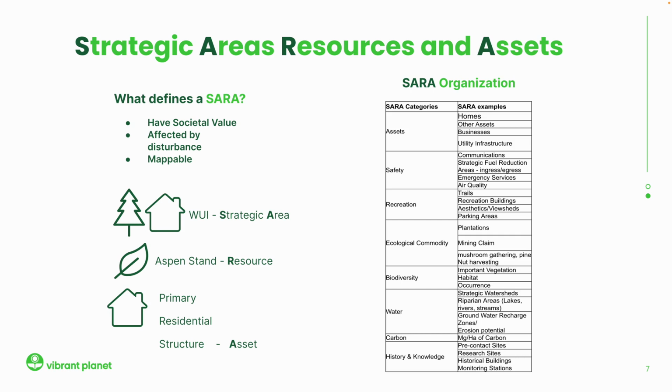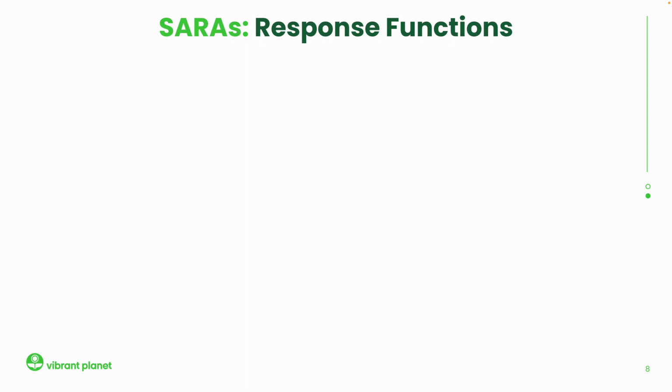We also organize the SARAs into categories. And I'm going to circle back to this in a little bit. It actually promotes an ease of planning and planning at scale within the landscape. And so you notice many assets like homes and businesses and our utility infrastructure are grouped together in an asset category. Moving down, we have recreation category, which includes our local trails, our recreation buildings, some of our parking areas, our ski areas that I mentioned before. So this will come into play a little bit later in the presentation, the organization of the SARAs.